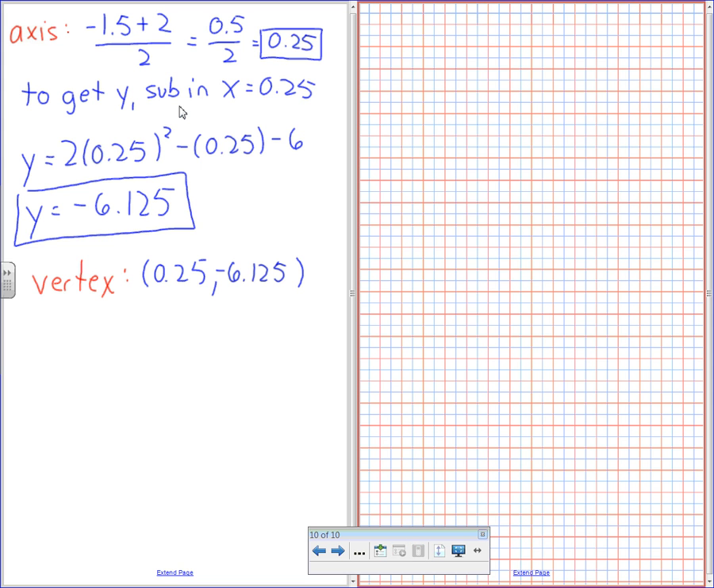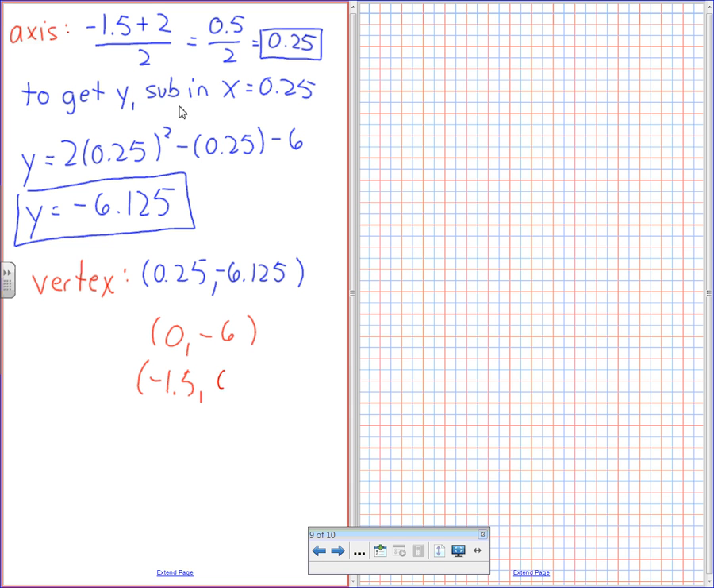Okay, all right. So we got to get down to -6.125. I'm just going to write the rest of the points here so I can find them. So we did (0, -6), (-1.5, 0), and (2, 0).